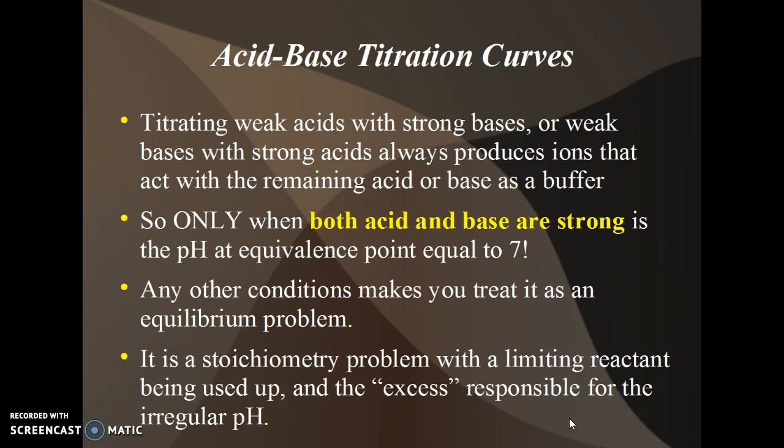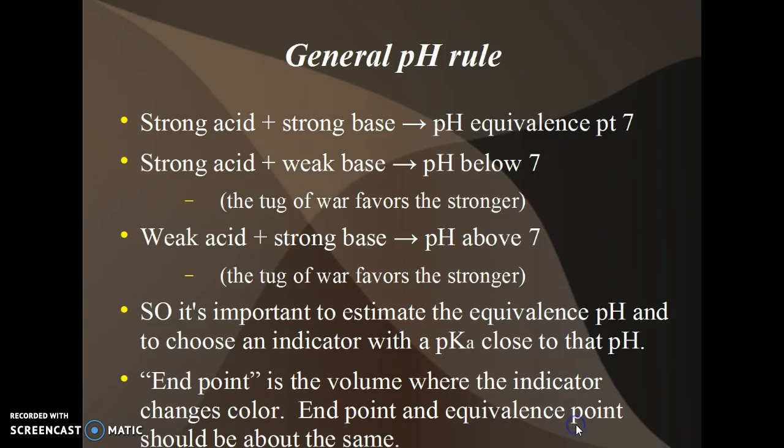And it's a stoichiometry problem with a limiting reactant being used up, and the excess, what's left over, is responsible for the strange pH. The general rule, of course, is strong acid and strong base, your pH at the equivalence point is at 7. Strong acid and weak base, the pH is below 7. It's kind of like a tug of war favoring the stronger. A weak acid and a strong base gives you a pH above 7.